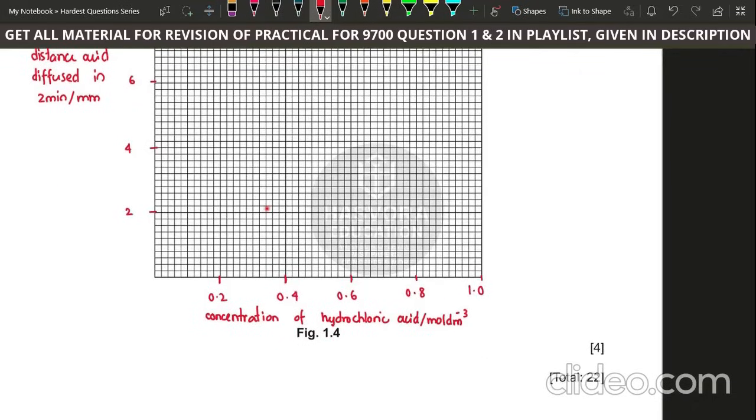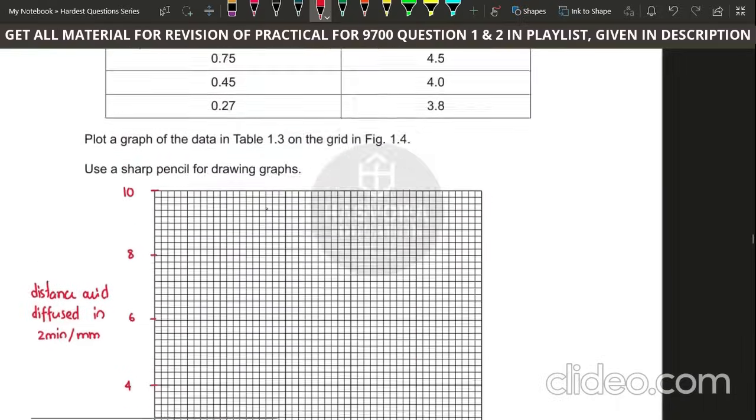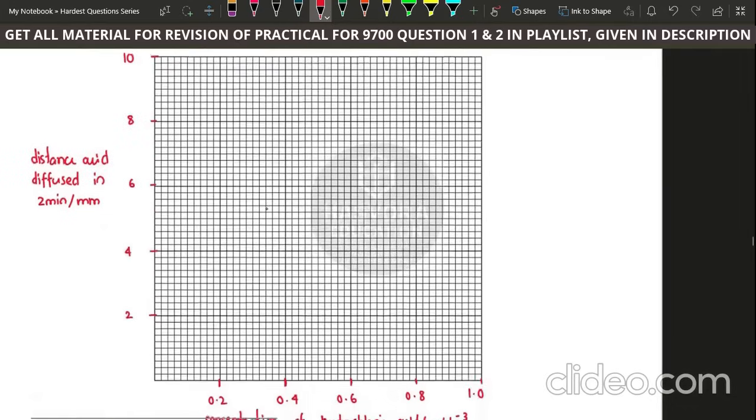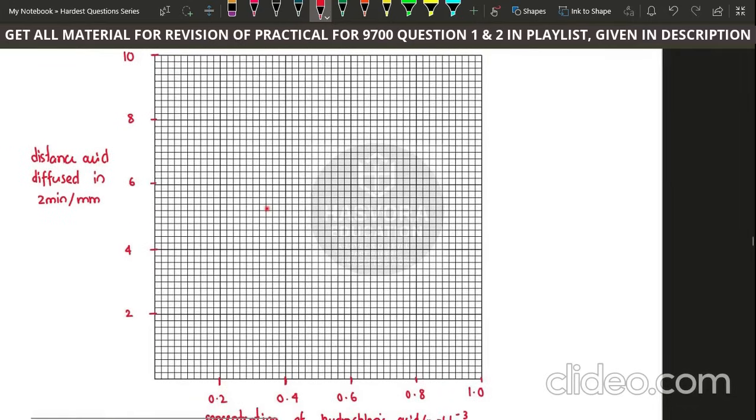So now you just have to plot the points. So the first one is 1 and 9. So 1 and 9, so 9 will be something about this point. Okay, this will be 9, and we will have 1, so it will be something about, let's see, it will be this point. Okay, and then you have to draw a small circle around it.